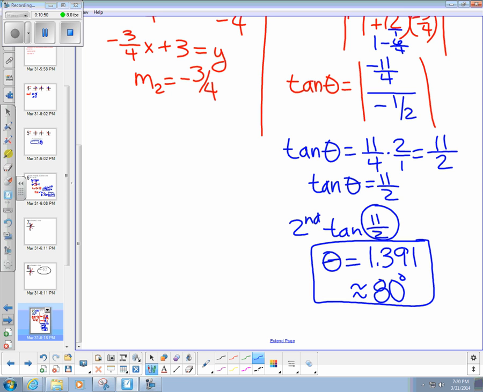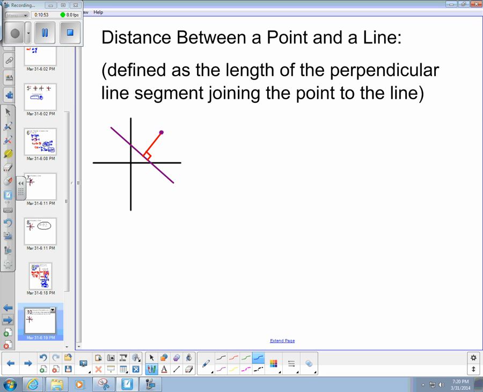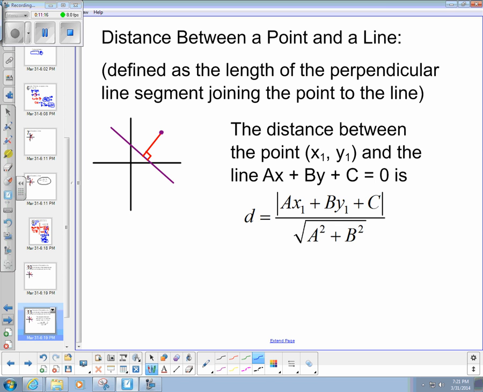Okay, the last thing we're going to talk about is how to find the distance between a point and a line. And the distance between a point and a line is defined as the length of the perpendicular line segment joining the point to the line. The shortest distance from a point to a line is always perpendicular, so we have to look at that perpendicular distance. And again, the formula is given. Okay, so highlight, circle, put a star beside so that you can find it quickly.